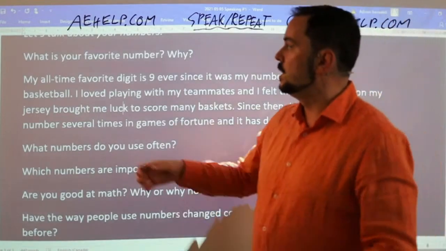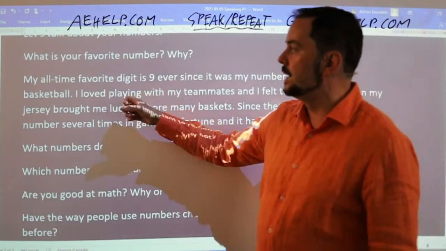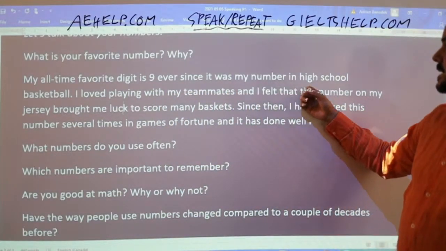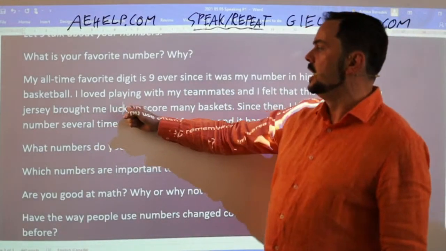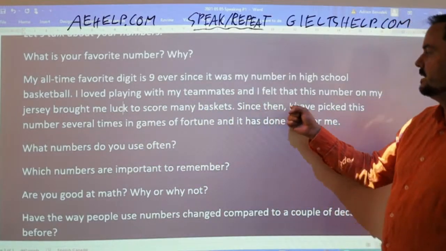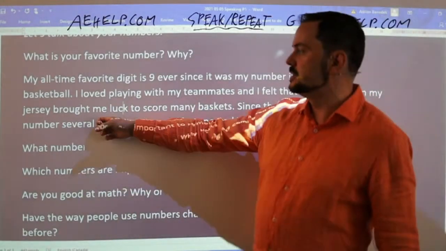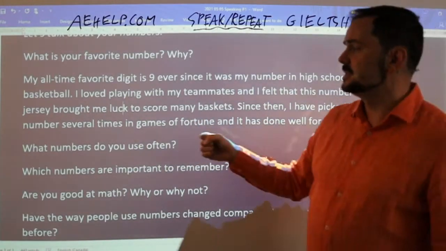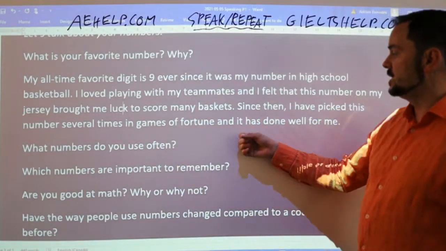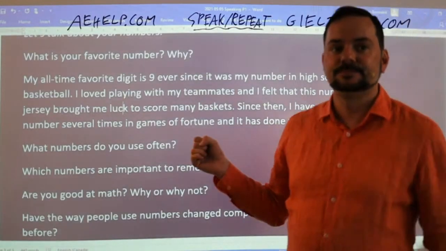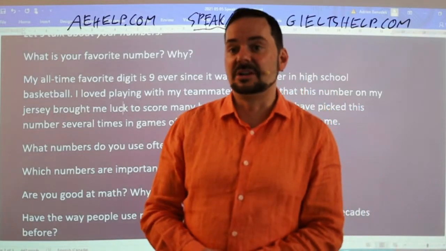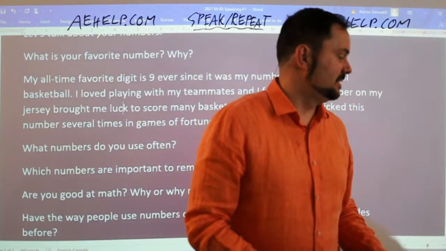Repeat after me. What is your favorite number? Why? My all-time favorite digit is 9, ever since it was my number in high school basketball. I loved playing with my teammates and felt that this number on my jersey brought me luck to score many baskets. Since then, I've picked this number several times in games of fortune, and it has done well for me. Okay, maybe if I was playing the lottery or some kind of a card game, number 9 has been lucky for me.